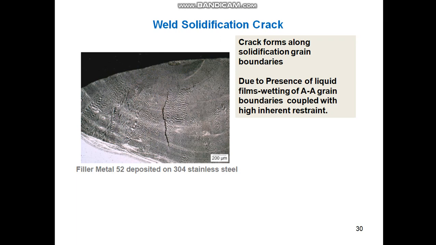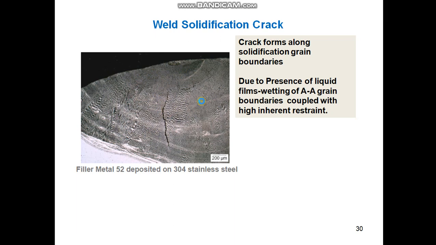Okay, so here is the example. If you look at the picture, it is a 304 stainless steel deposited by filler metal 52, which is an Inconel filler metal, and you would literally see a crack, right? That forms along solidification grain boundaries, and it is due to the presence of liquid films which are wetting austenitic grain boundaries, and the wetted grain boundaries are separated apart from each other under the restraint present.